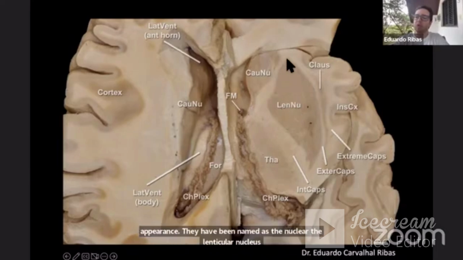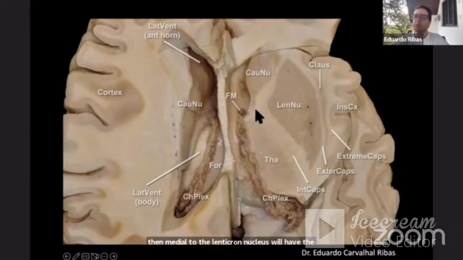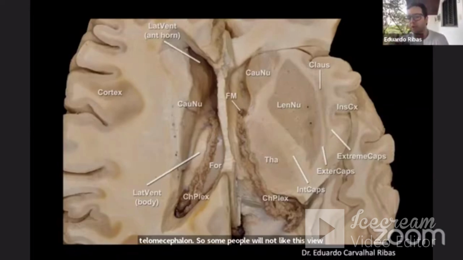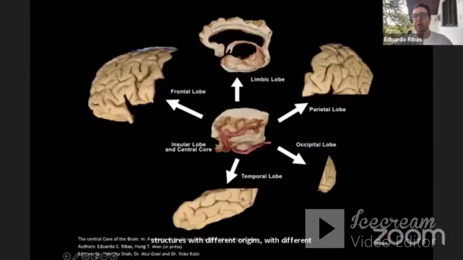Then medial to the lenticular nucleus, we have the internal capsule. Medial to the internal capsule, we have anteriorly the head of the caudate nucleus and posteriorly the thalamus. The thalamus here is really a diencephalic structure. All of these are basal ganglia intermingled with the white matter capsules, and laterally we have the insula, which is already telencephalon. Some people will not like this view of the central core because we are putting together structures with different origins and different functions, but morphologically it makes sense because everything here is together.